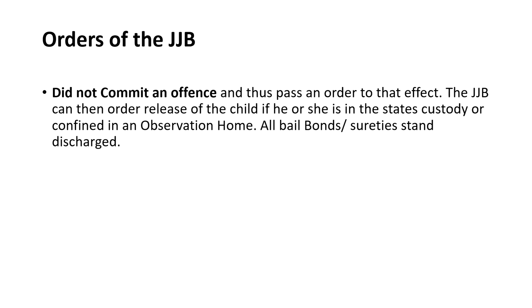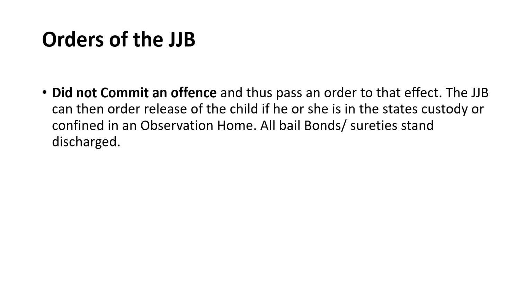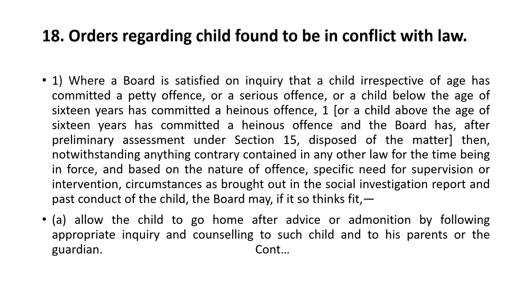Now, let us see what kind of orders are passed by the JJB. First, the Juvenile Justice Board can declare that the child did not commit an offence and pass an order to that effect. The JJB can then order release of the child if he or she is in the state's custody or confined in an observation home, and all his bonds and sureties stand discharged. And other orders are defined in section 18.